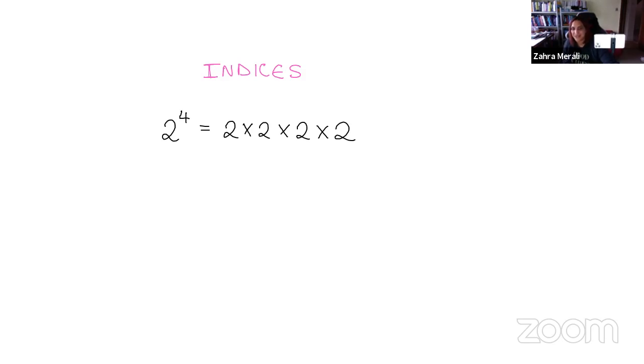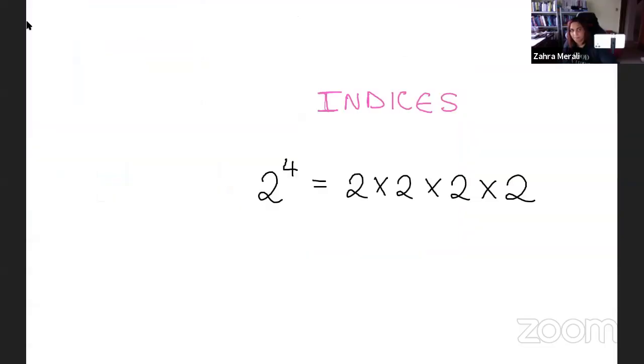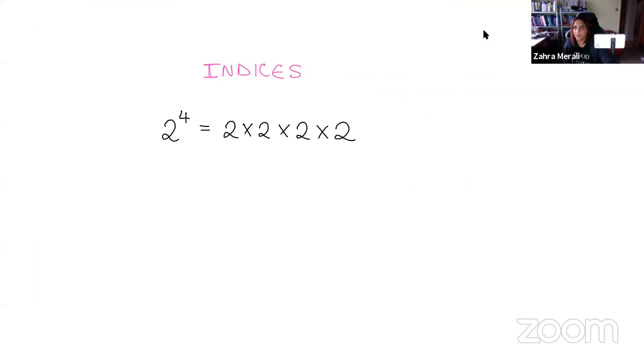Right, so today we're going to look at indices. So if we open a whiteboard, let's have a look at that. Okay, so that's out to work. Right, so indices, here is an example. So this tells us, what does this tell us?